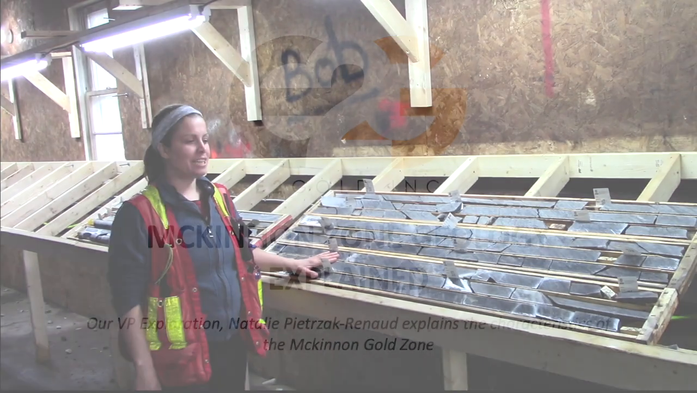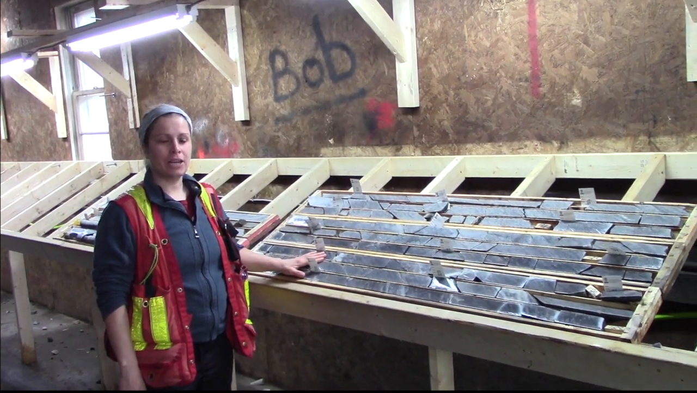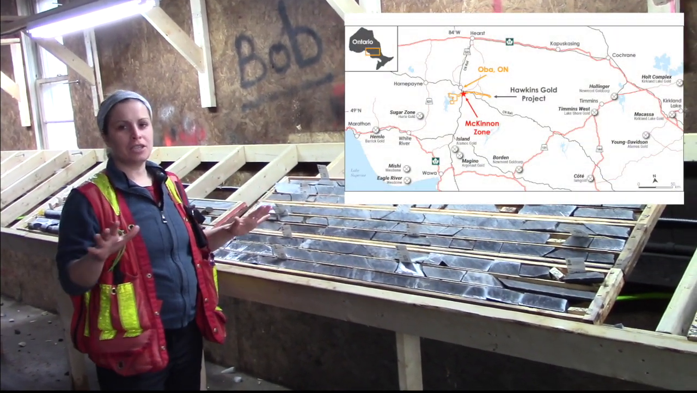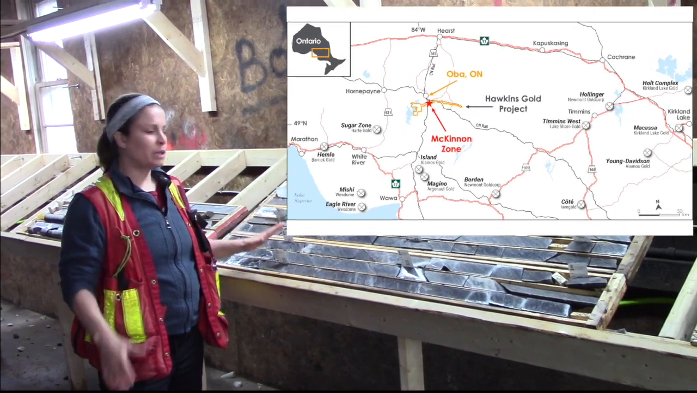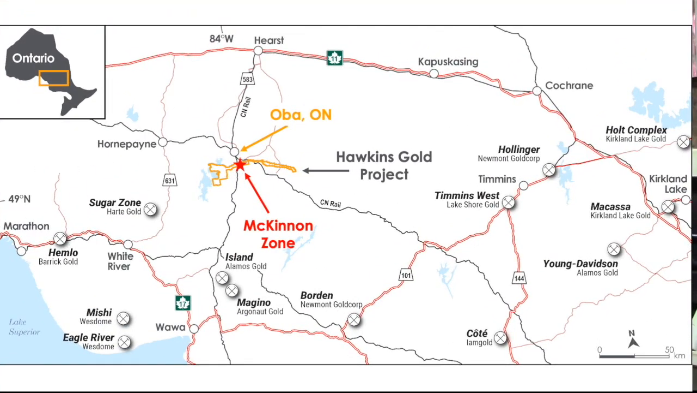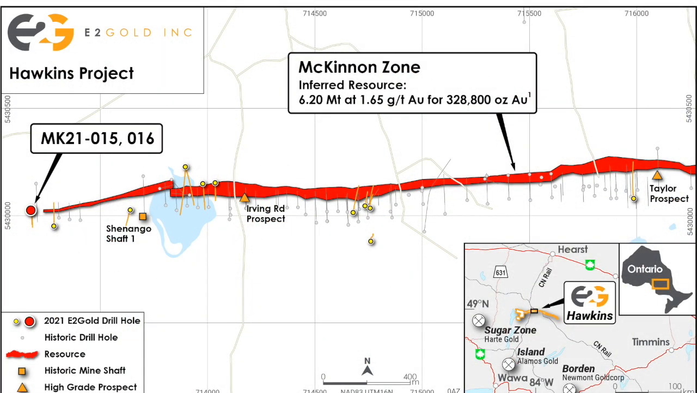So here we are in our core shack in Oba, Ontario, and this is where we conducted our drill program for our winter 2021 season. As you know, we completed 17 holes in our winter drill program, totaling 2,888 meters, and that's out of our 8,000 meter planned program. So we plan to commence the next phase of drilling early in July.